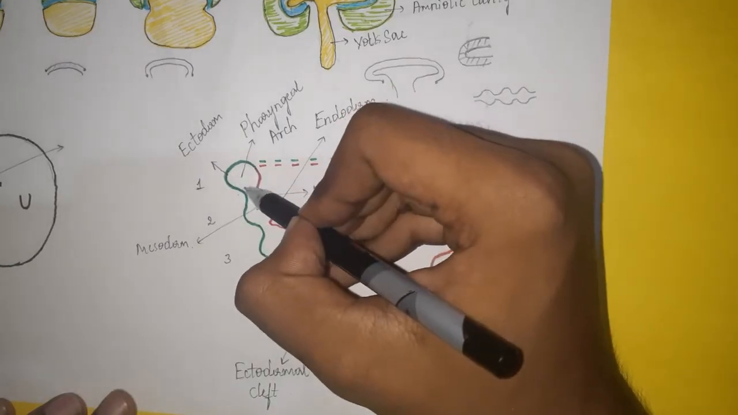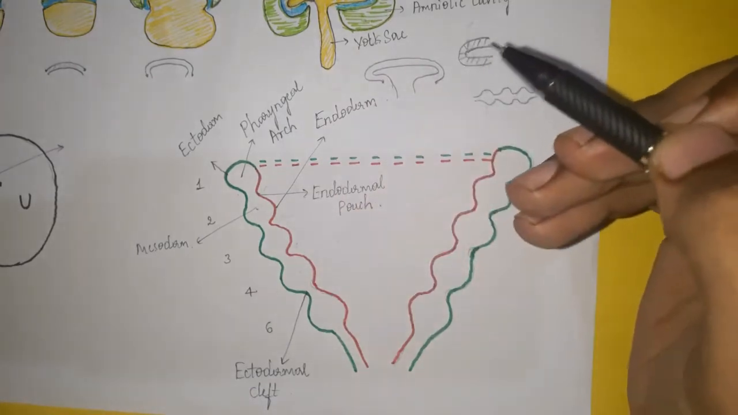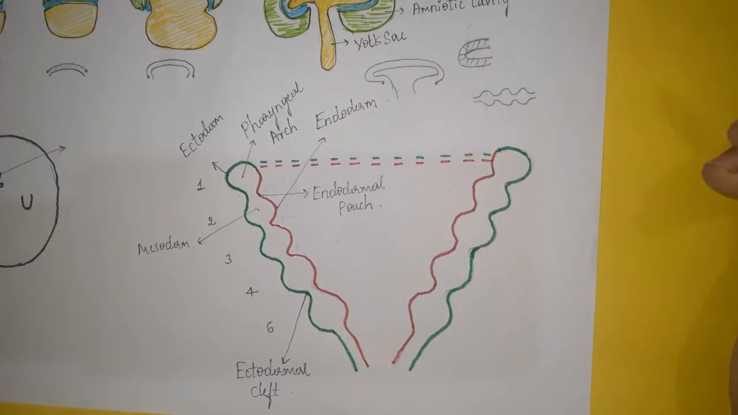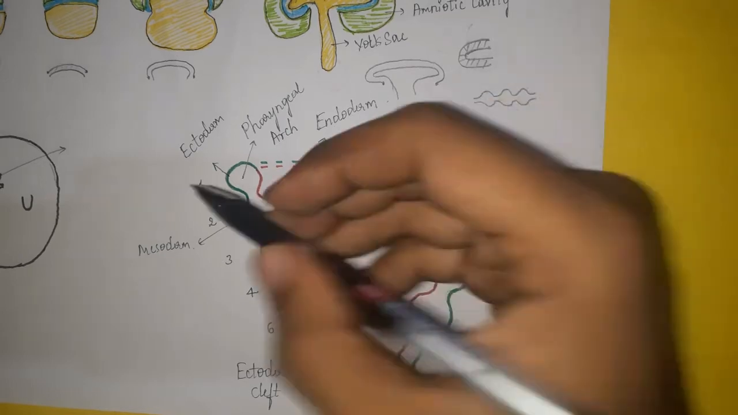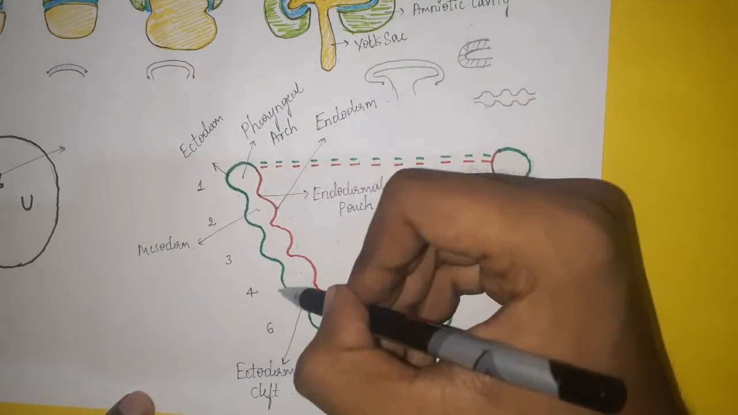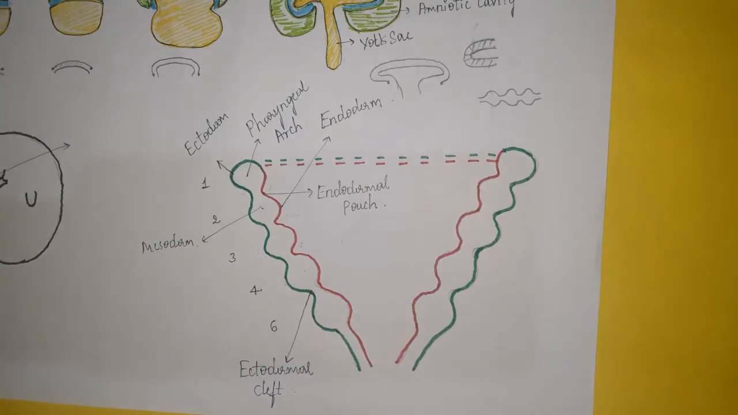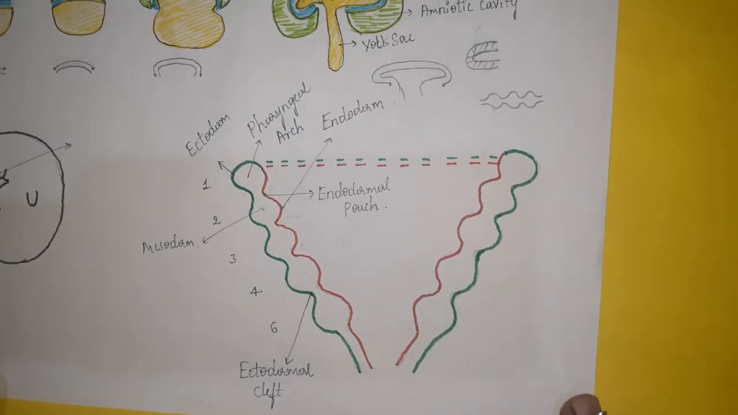This is the pharyngeal arch. This is one pharyngeal arch. There are totally 6 pharyngeal arches in the initial stage, but during the course of development, the 5th one will degenerate. So how many pharyngeal arches are there now? Totally 5 in number: 1, 2, 3, 4, and finally the 6th. The 5th is degenerated.